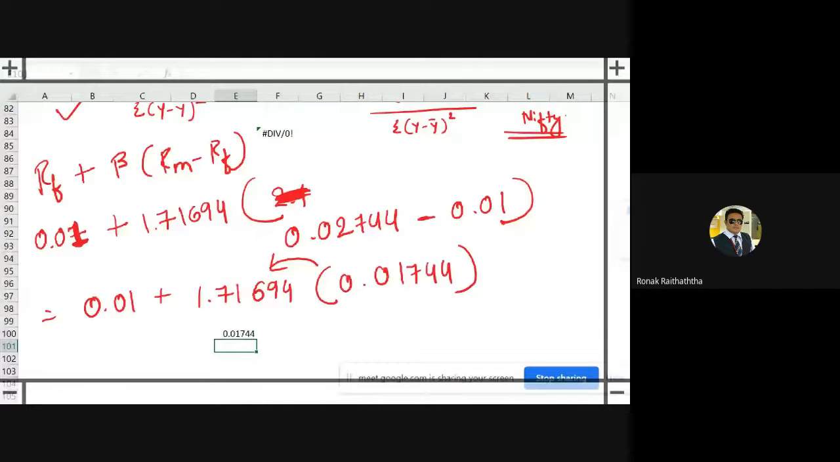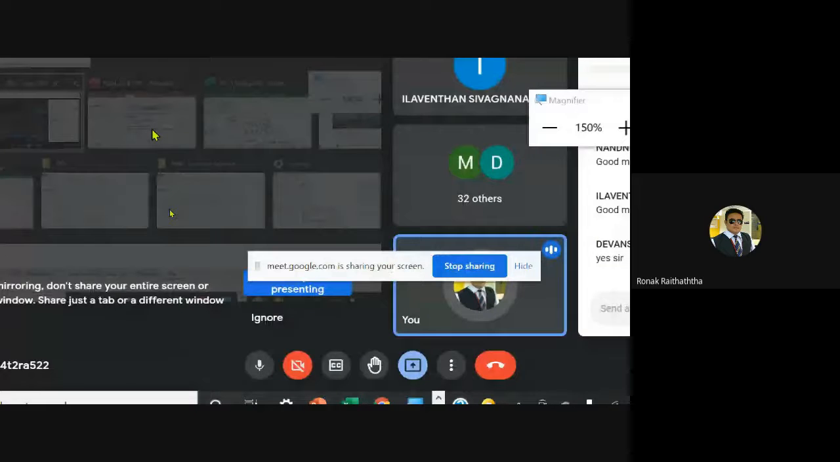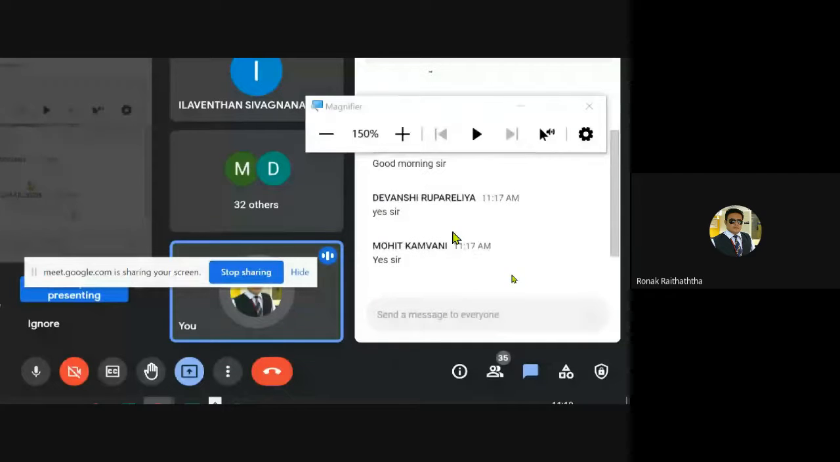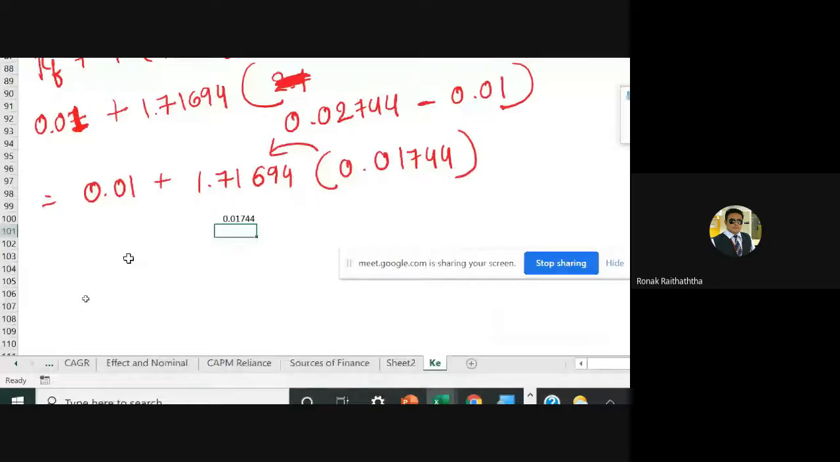Confirmation through the chat box, please, that now CAPM is crystal clear to everyone. Received it from Mr. Mohit, Ms. Devanshi, Ms. Urja, Mr. Dhaval, Ms. Bansi. Good. Really nice. Nice to see that. If you are stuck anywhere, please let me know.